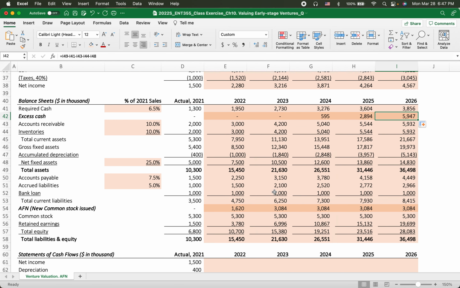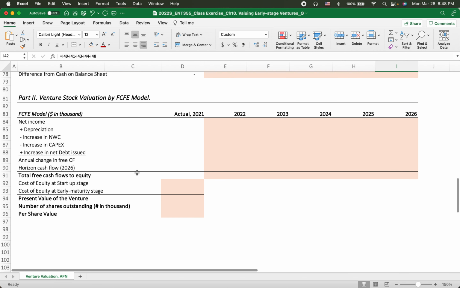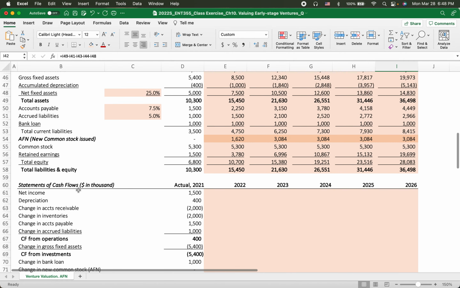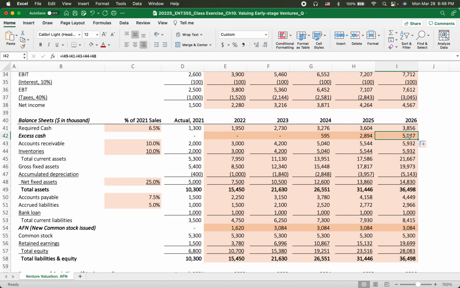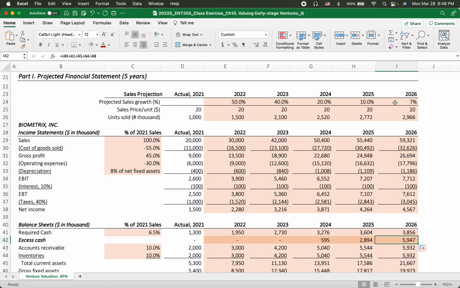Okay, that's how we build the balance sheet. It's a little bit complicated, because in this case the company has two cases of additional funding needed, and then finally excess cash. But when we calculate the venture's stock valuation, at the end of the day, the company must have excess cash in 2026, right? Because we assume that in 2026 the company is finally no longer in the startup stage or the development stage or survival stage. It's already the rapid growth stage or the early maturity stage. That's why we assume that the growth rate of sales is 7%.